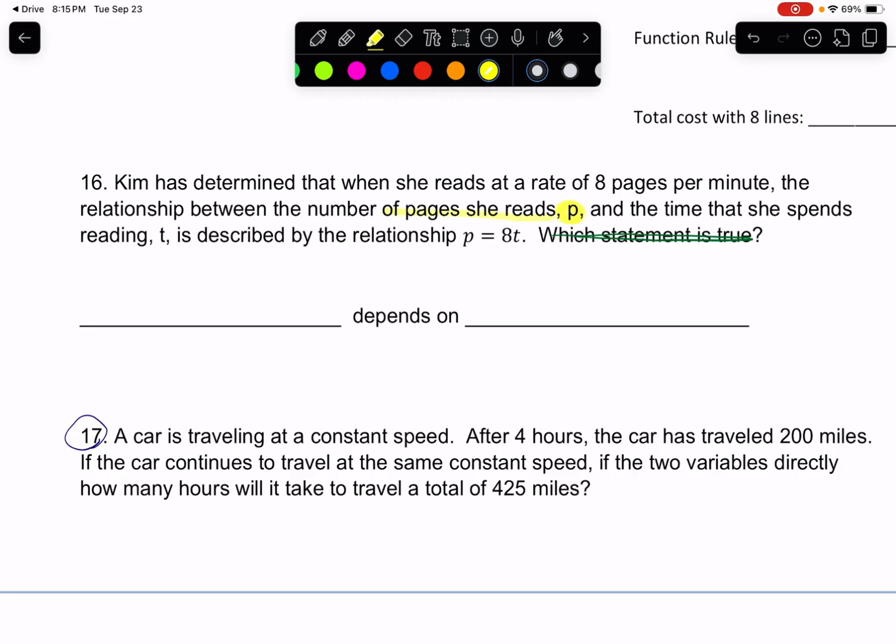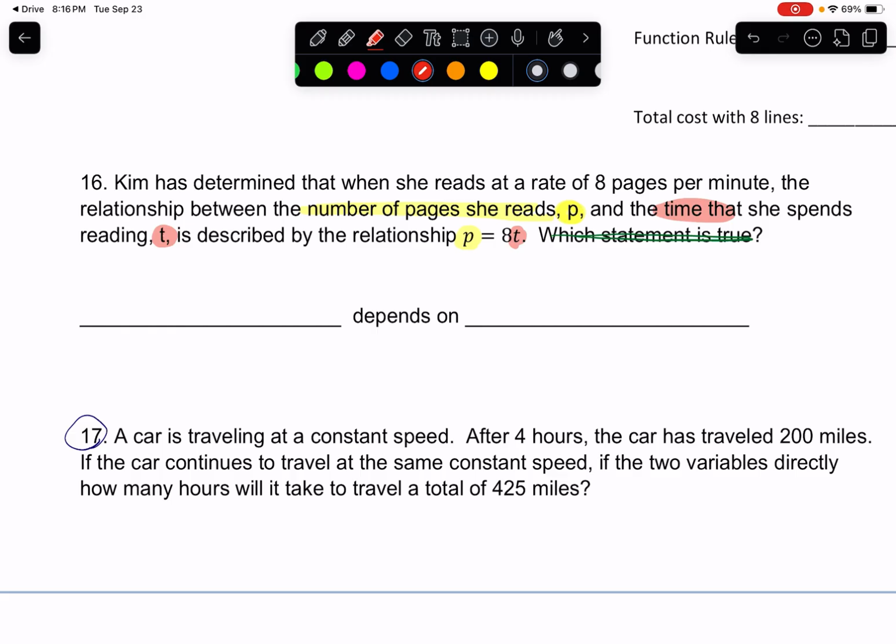P stands for the number of pages that she reads. So one of these should be the number of pages that she reads. Let's see, T stands for the time that she's reading. So, does the number of pages depend on the time, or does the time depend on the number of pages? Well, it helps us out. Doesn't it have P right here? And doesn't it say that P has to equal 8 times the time that she reads?